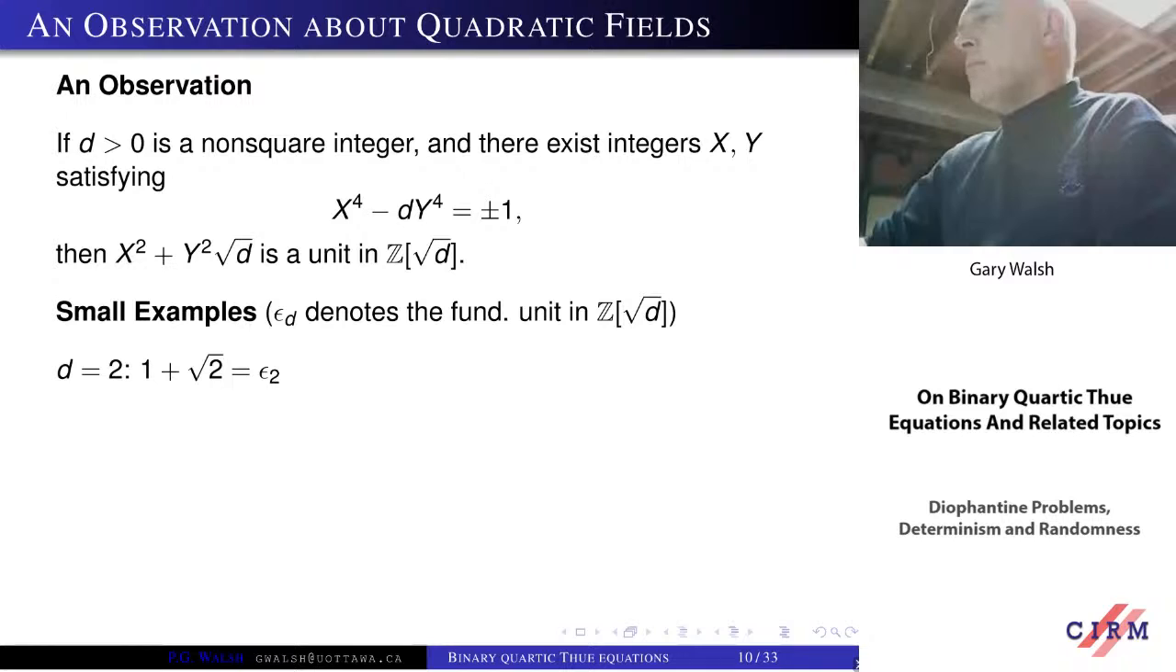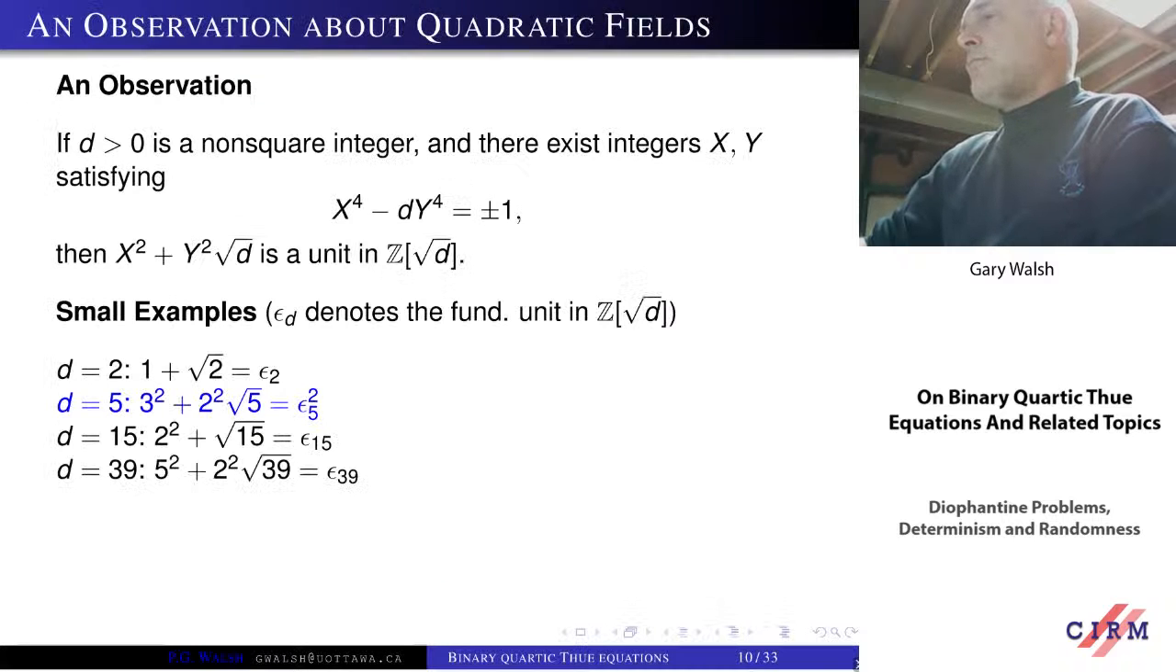Okay, well, maybe that always happens. Maybe it's always the fundamental unit. Who knows? It's just a question. And the second example is 3 squared plus 2 squared times the square root of 5. And well, no, it's the square of the fundamental unit. So maybe this isn't true. Well, let's look a little further. If we look at 15 and 39, in those cases, we get the fundamental unit. So there seems to be a possibility that whenever you have a solution to this Thue equation, you're really looking at the fundamental unit in this ring.